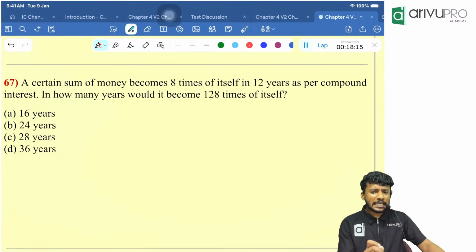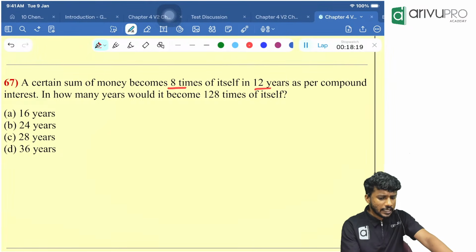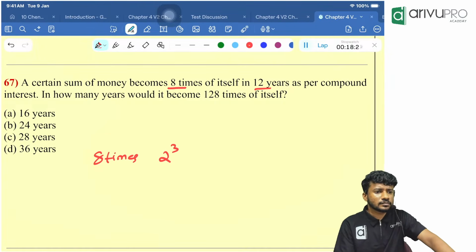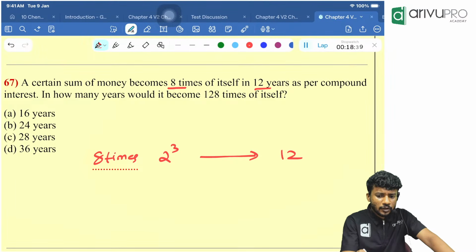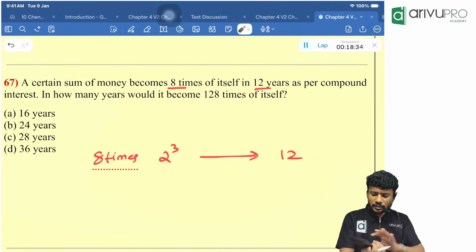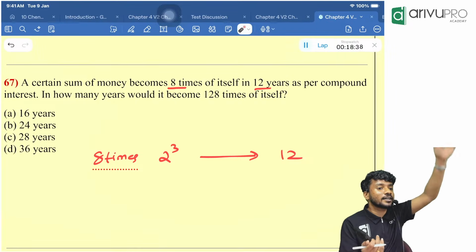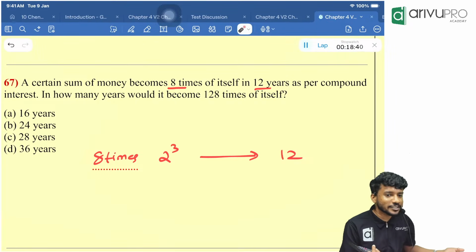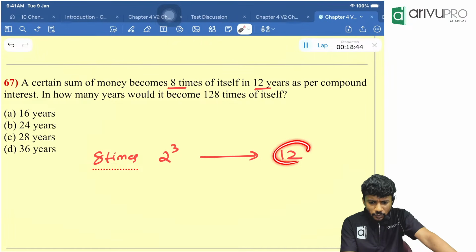People, they have mentioned 8 times in 12 years. 8 times, can I write it as 2 raised to 3? It happened in 12 years. Now, one more thing, can I write 128 in terms of 8? No, 8 times 8 is 64, and one more time is 512. I can't do anything with that. So 8 times happened in 12 years.